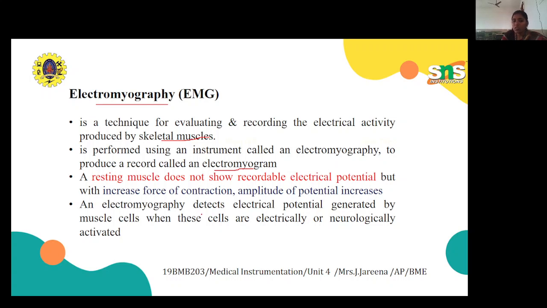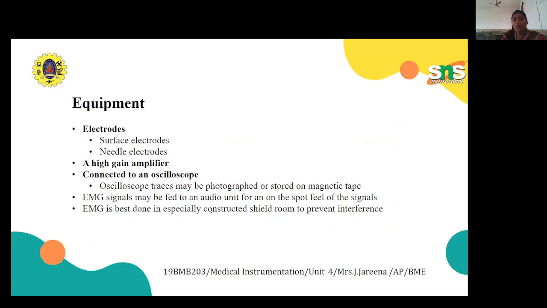So EMG is the direct electric potential generated by the muscle cells when the particular muscles are electrically or neurologically activated, right? Next we will see the equipment aspects.